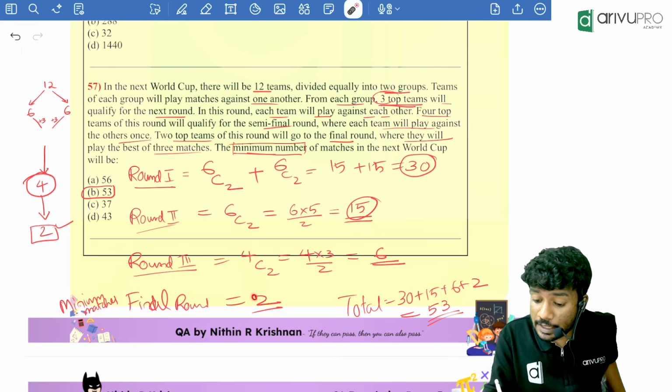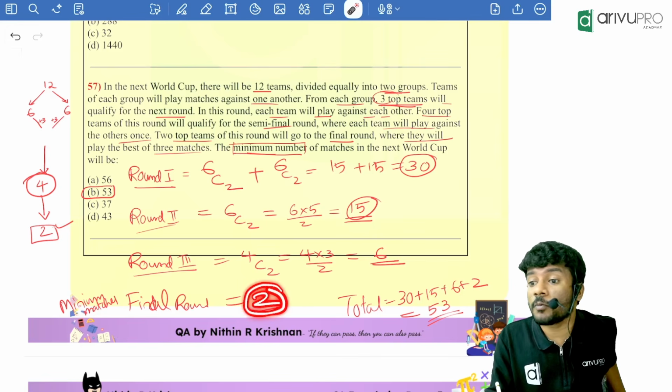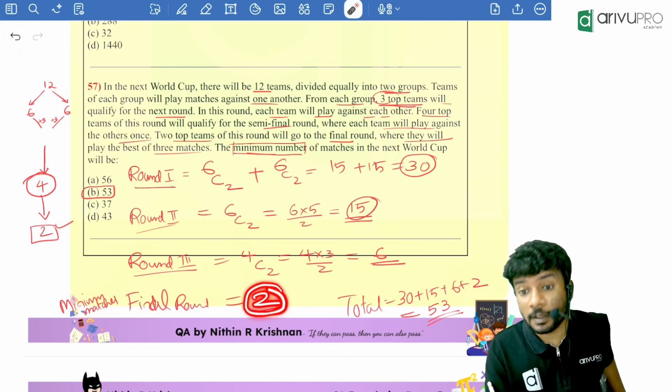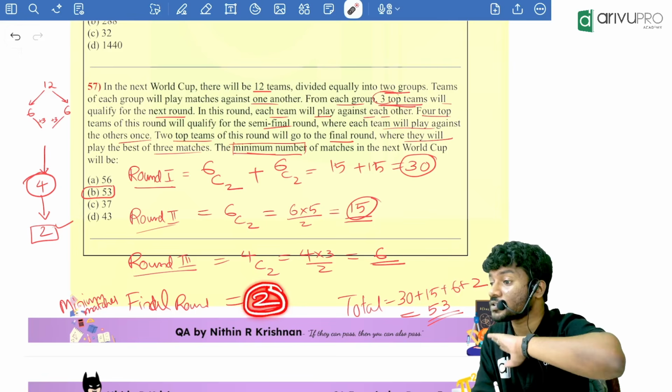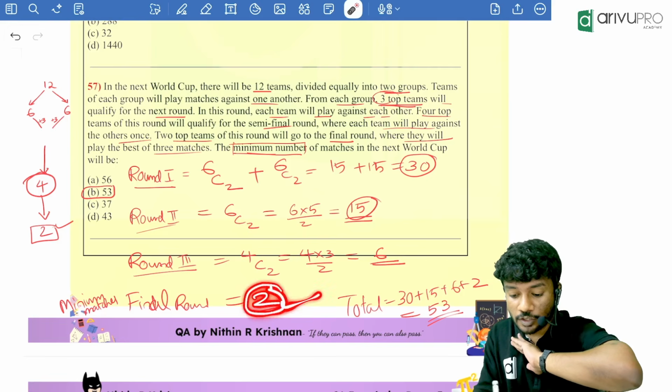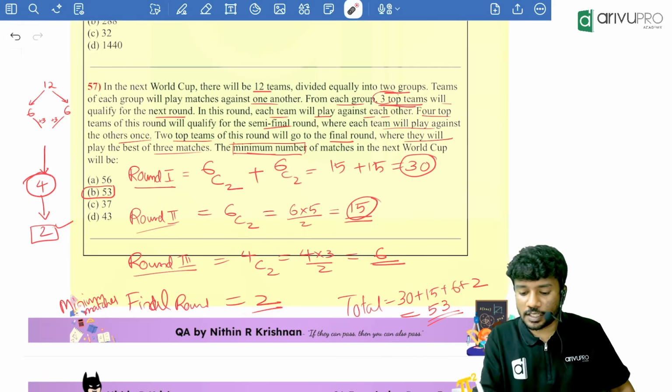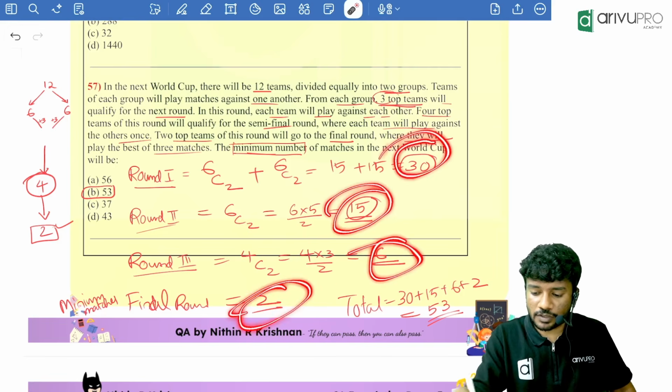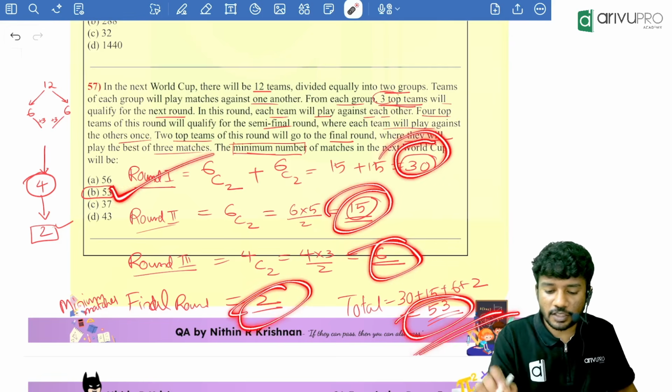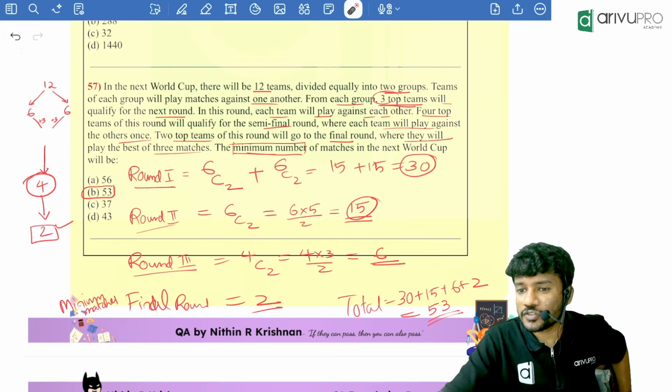Then in the final round, the minimum number of matches should only be played, right? That means they can only play 2 matches, not more than 2. Why? Because for the minimum, in the first 2 matches itself, the person should win. That means minimum is 2. In total, 2 plus 6 plus 15 plus 30, 53 matches are there in that particular scenario.